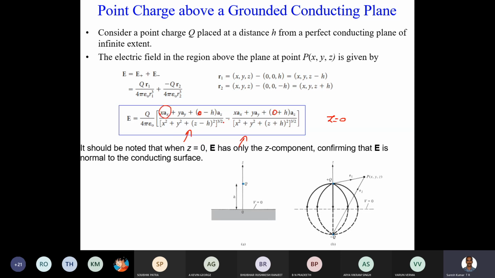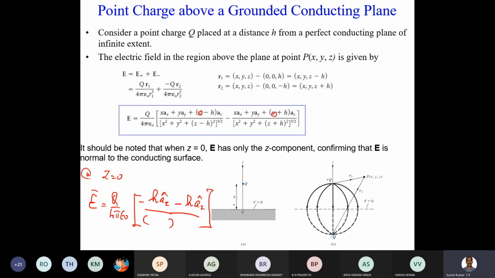Now if you take x into ax, you can see both are equal, right? So there is a minus sign. So the x term will get cancelled. Same way the y term will also get cancelled. There will be no field component along x or y direction, but only there will be field at z equal to 0. You put z equal to 0, the electric field will be equal to q upon 4 pi epsilon naught. So if you put 0 here, it will be minus h into a z upon the denominator term, minus here if you put 0, it will be h into a z. So other terms vanished, that is along x, y, both are vanished.